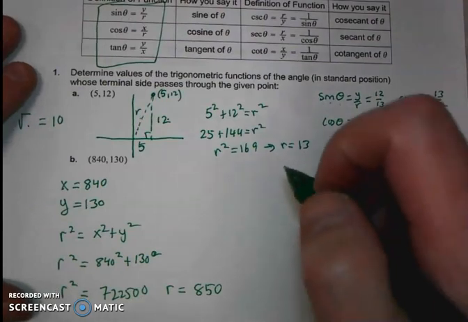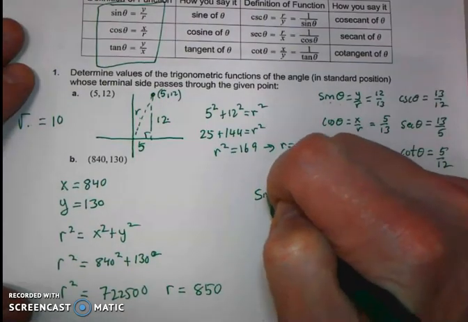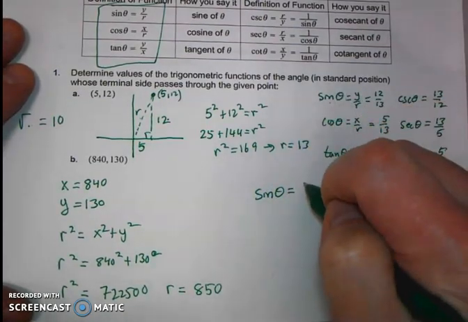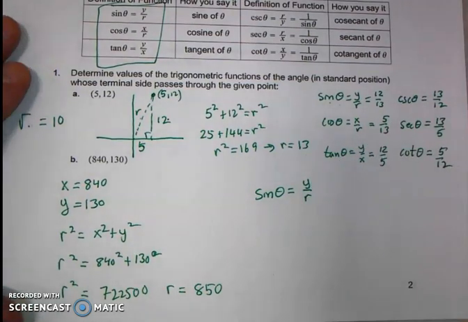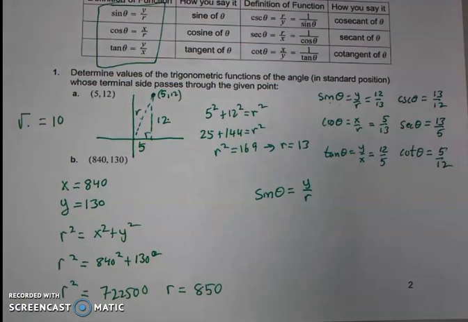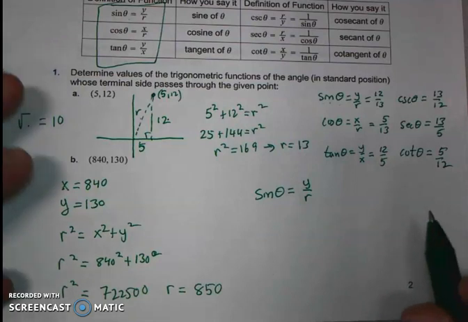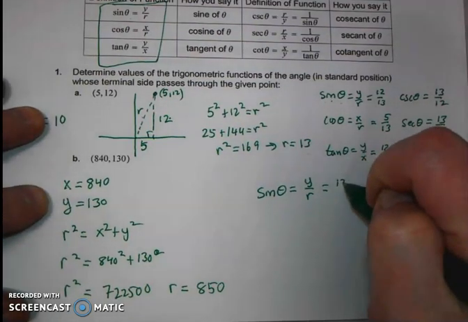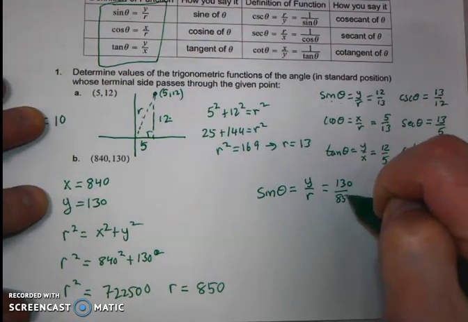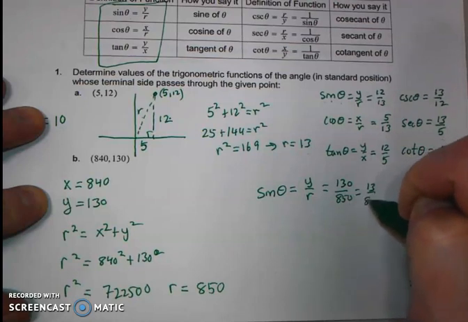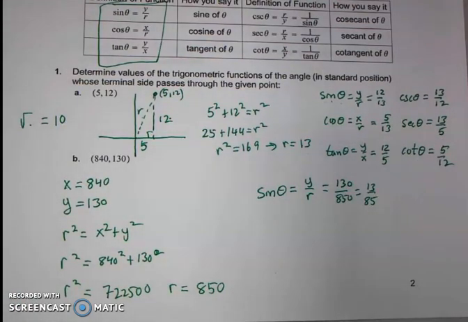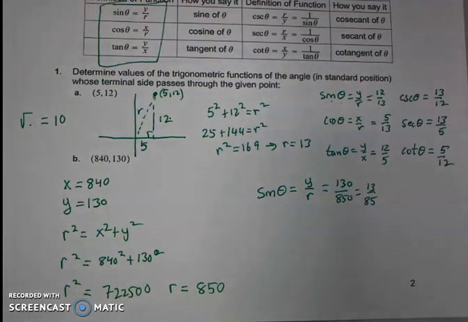All right, so the answers are sine theta. Again, I'm going to write this, although I don't necessarily expect you to write it every time. But if you do keep writing them over and over again, you'll memorize it. Sine theta is y over r. That's 130 over 850. I'm going to write that as 13 over 85. I can reduce top and bottom by 10. If you did not reduce top and bottom by 10, I wouldn't really care. It would still be correct.